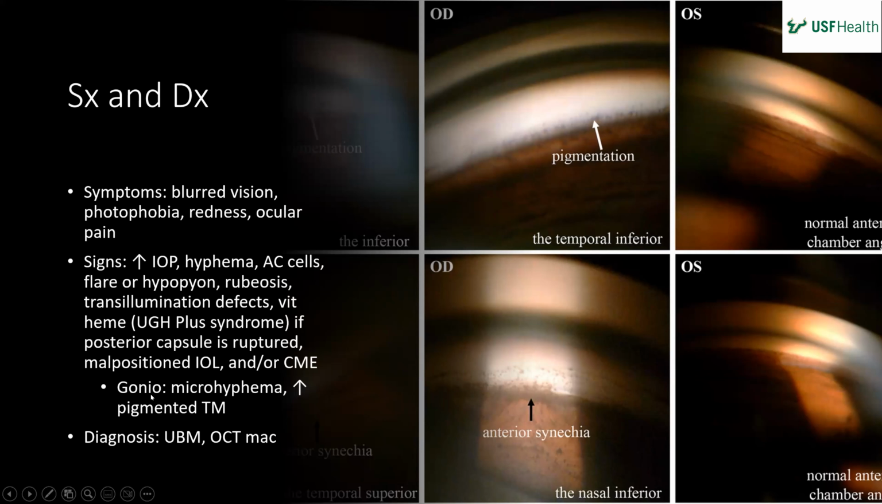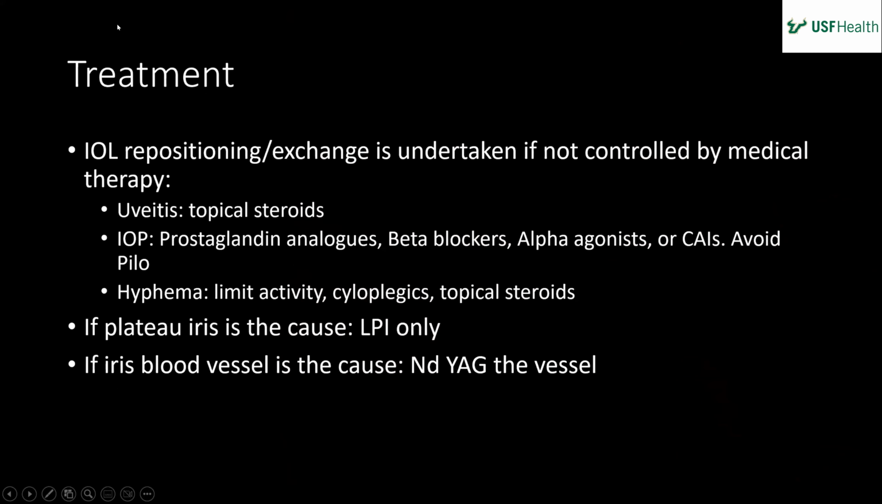To diagnose, usually you'd use a gonio just to see if you have a microhyphema, and you would also use it to look for increased pigment of the TM. For diagnosis, the best one is UBM. And most doctors are also getting OCT macula just to make sure there's no CME. And so treatment, IOL repositioning or exchange is undertaken if not controlled by medical therapy.